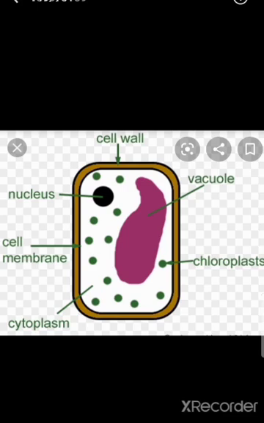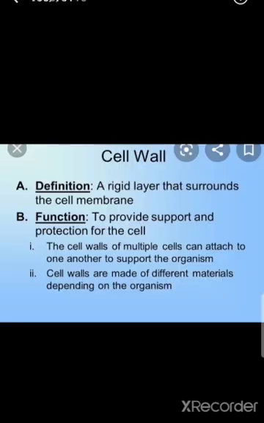The plasma membrane, or the cell membrane, provides protection for a cell. It also provides a fixed environment inside the cell, and that membrane has several different functions. One is to transport nutrients into the cell and also to transport toxic substances out of the cell. So a rigid layer that surrounds the cell membrane is a cell wall. Its function is to provide support and protection for the cell.